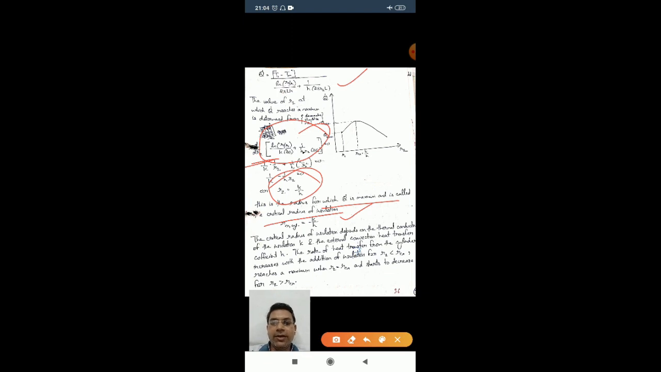The critical radius of insulation depends upon the thermal conductivity of insulation and the external convection heat transfer coefficient, as shown here. The rate of heat transfer from the cylinder increases with the addition of insulation, as you can see, till it reaches r critical equal to K by h, and then it starts decreasing as it goes beyond the critical radius.